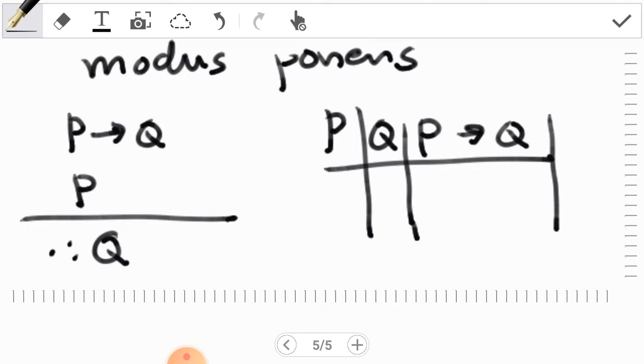Now, since each premise must be true, let's start here. For this premise to be true, definitely P must be true. Okay? P must be true. And then, since P must be true, for the first premise to be true, since this is an implication or a conditional statement, P is true. For P implies Q to be true, then Q must be true also. Okay? So, we have P implies Q is true, P is true, and this will only happen if Q is also true. So, it is a valid argument. That's the fourth one, modus ponens.